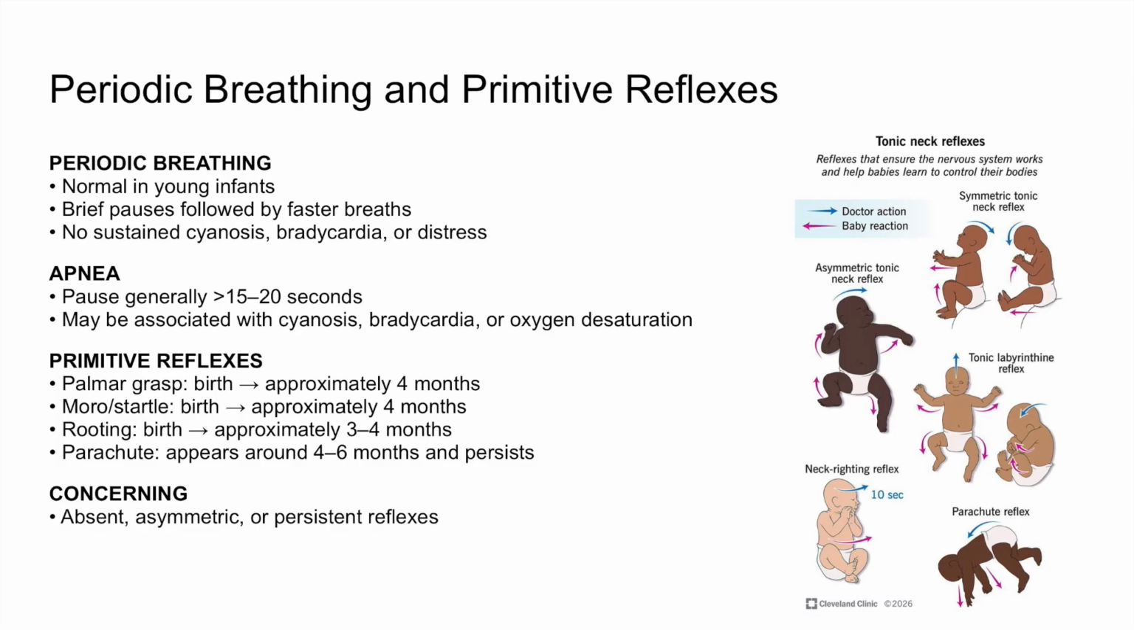The parachute response is different. It appears later, around 6 months, and persists as a protective reflex. A reflex that is absent, clearly asymmetric, or present well beyond its expected age may suggest peripheral nerve injury, musculoskeletal injury, or central neurological dysfunction.